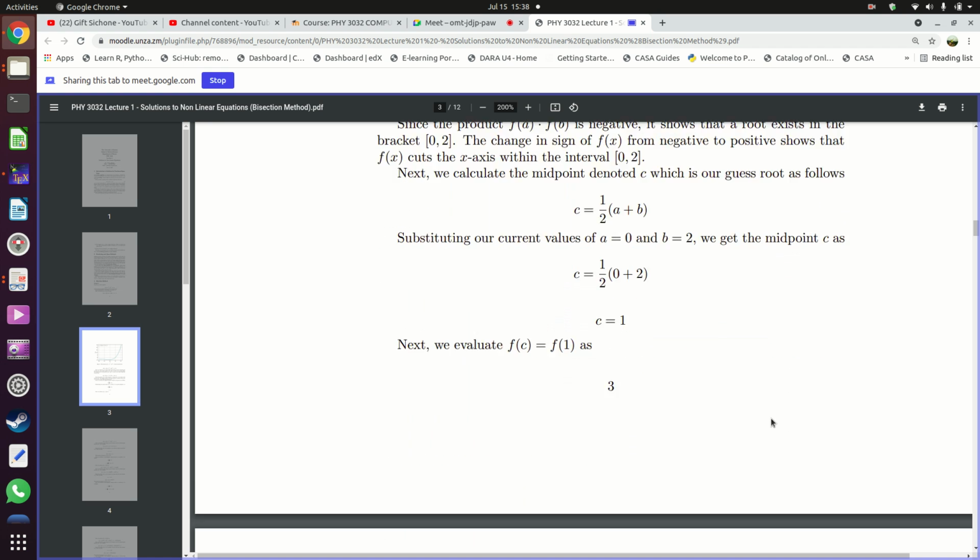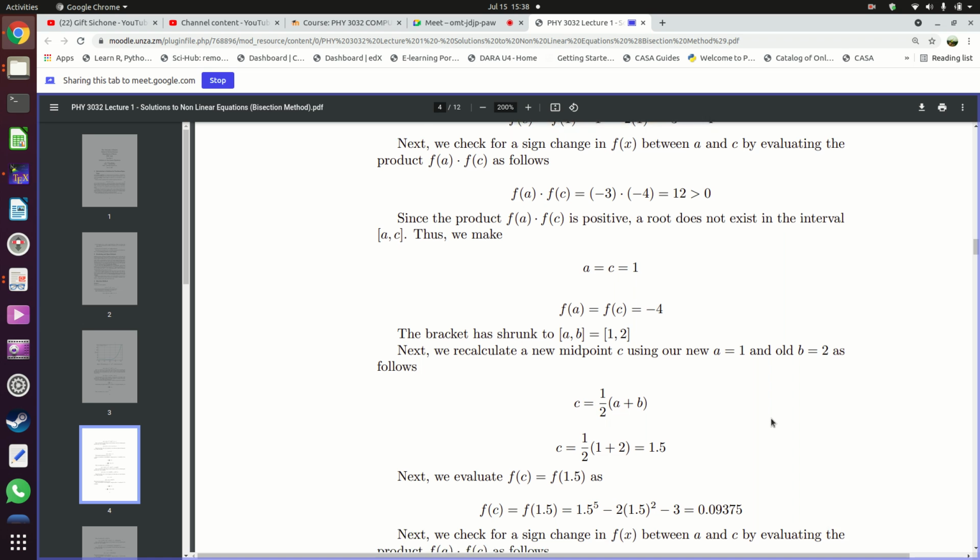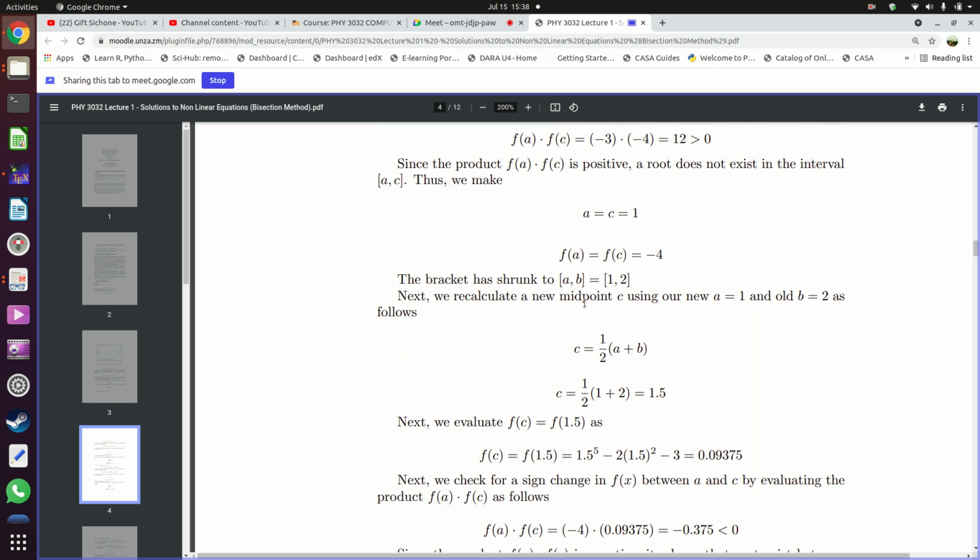Yes, it is. Okay, since our bracket is now smaller, we have a new bracket, 1,2. With this new bracket, we know that the answer is between 1 and 2. We calculate a new midpoint using our new A and B. We work out a new midpoint C, using our new value of A, which is now 1, and our old value of B, which is 2. So our midpoint C is going to be equal to half of A plus B. Remember, your midpoint C is your guess solution.